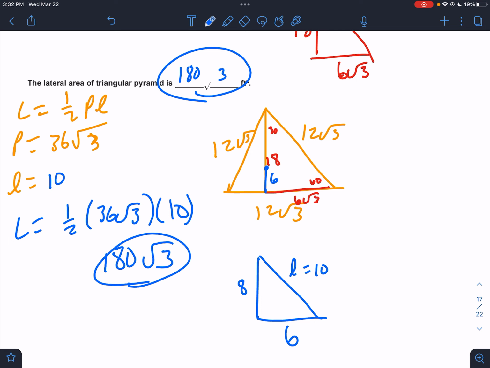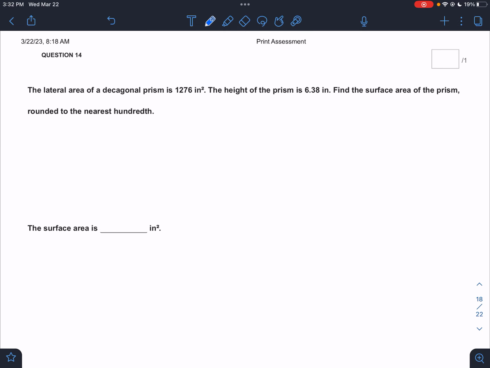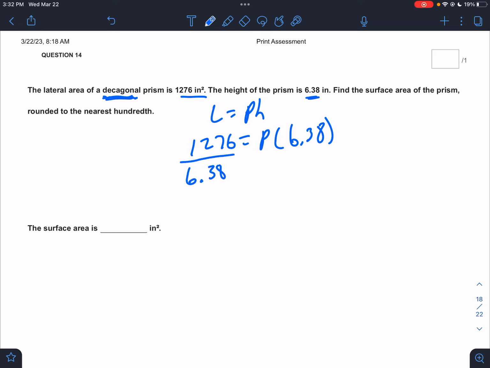Hopefully you enjoyed that. All right, let's look at the next one. The lateral area of a decagonal prism is this. So the lateral area equals pH, and they're giving us that answer. So 1276, the height is 6.38, would equal the perimeter times the height. So divide by 6.38. So that's 1276 divided by 6.38. The perimeter is 200.